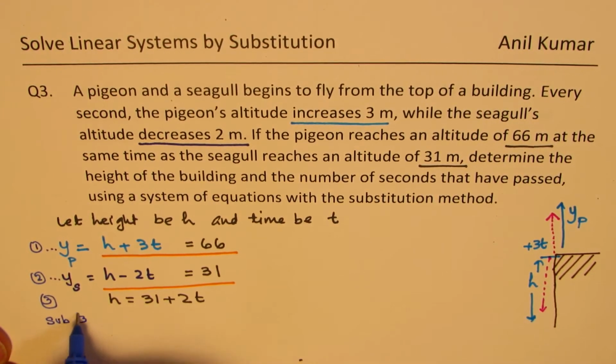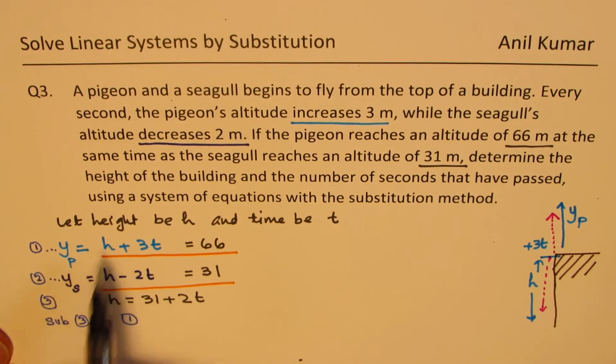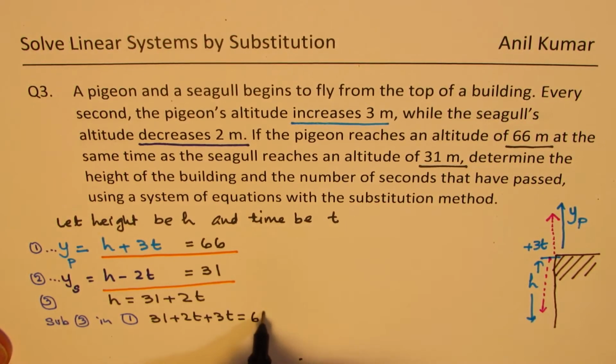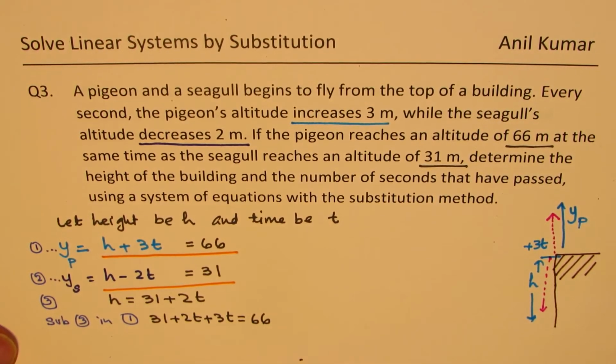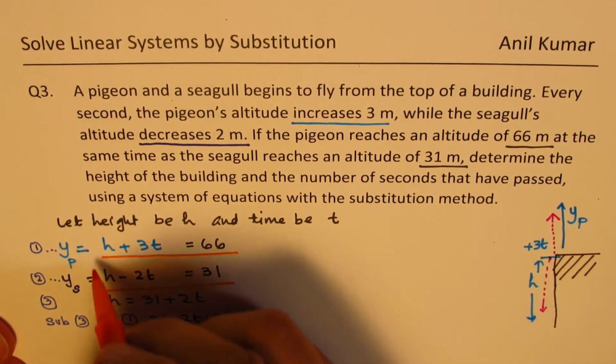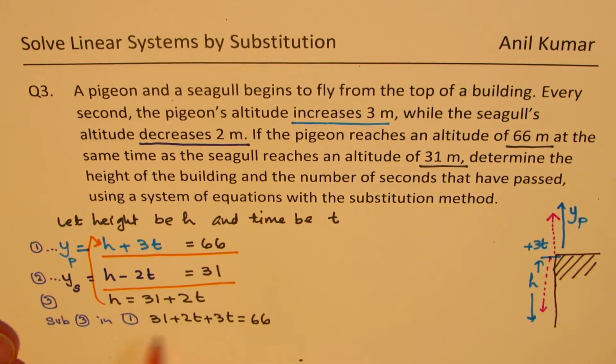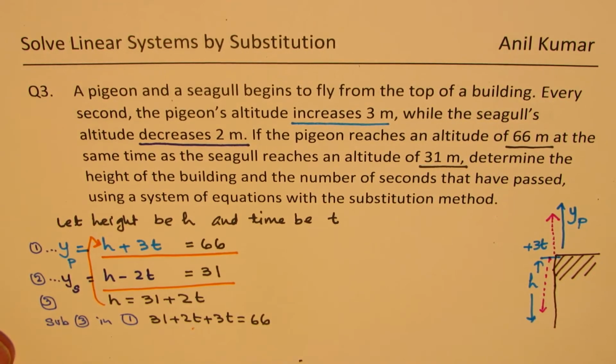We'll sub 3 in our equation number 1. That's the key, right? So when you sub h in equation number 1, we get 31 plus 2t plus 3t equals 66. Is that clear to you? So what we did was, we substituted this value of h in here. Is it clear? So we get 1, and you got only one unknown, which is time, t here, correct? You can always solve for it.